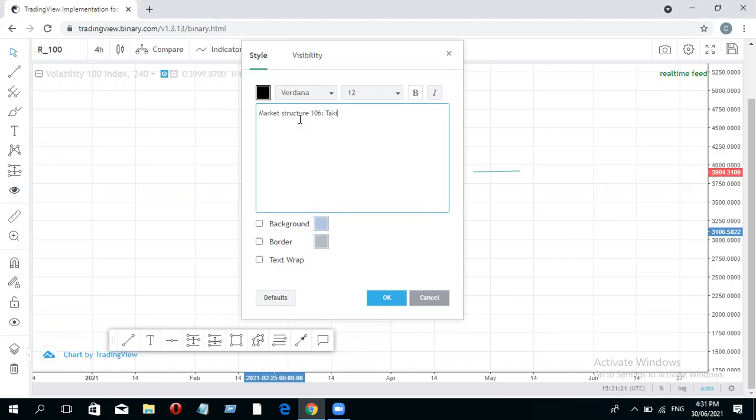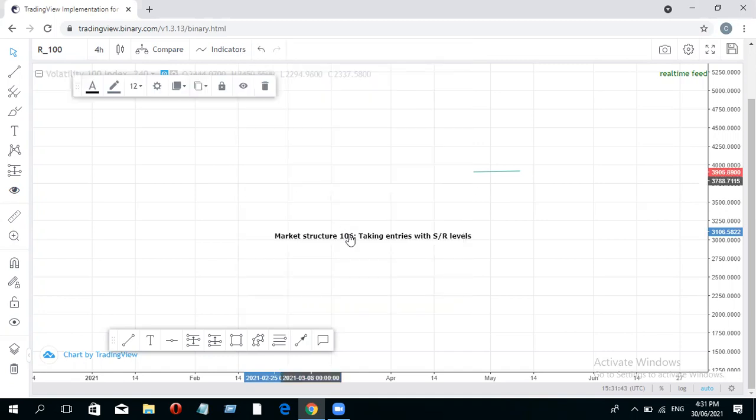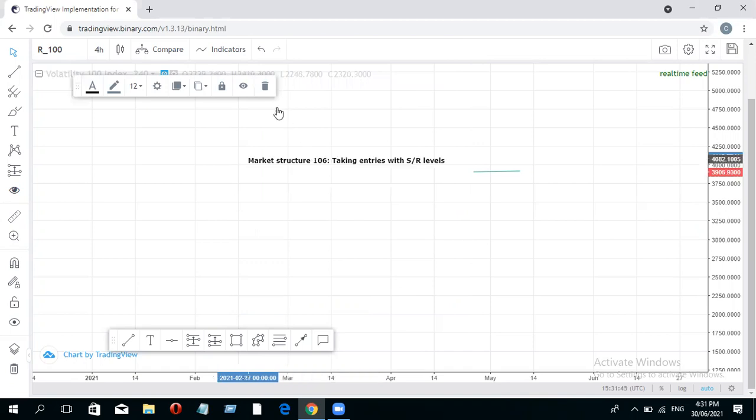Taking entries with support and resistance levels. All right. So this is what we'll be teaching today. We're teaching how to take entries with support and resistance levels. All right. It's been a long ride to get to this point. This is our last video.